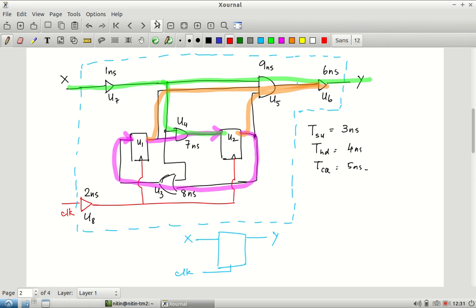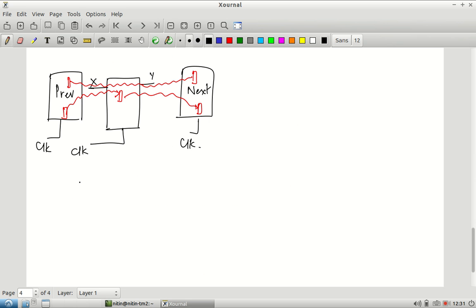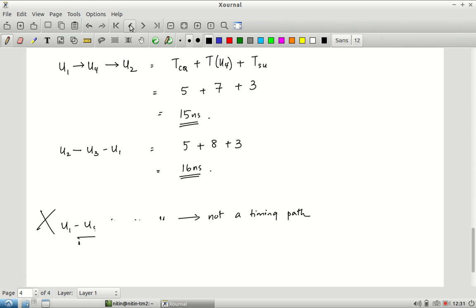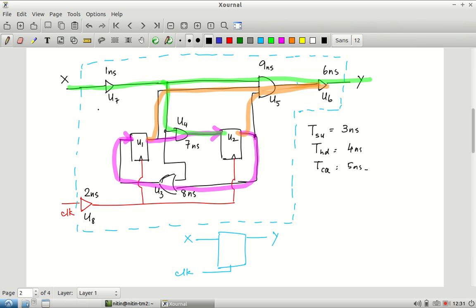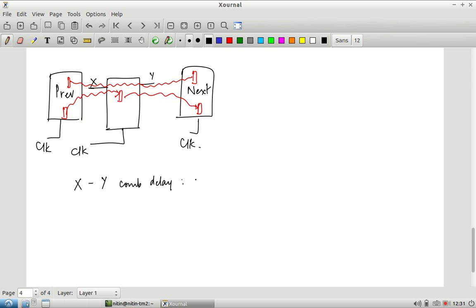Okay. So what is the combinational delay that we have over here? The path is U7, U5 and U6 with a delay of 1 plus 9 plus 6, right? So U7, U5, U6, 16 nanoseconds, okay? What does it mean for the red curve that I've drawn at the top over there? It means that if I'm using this as part of a larger system, the previous stage will have some flip-flop that is generating an output, which is feeding into X. That will have some TCQ. It will add 16 nanoseconds delay through this block, plus the T setup of wherever it is going next.